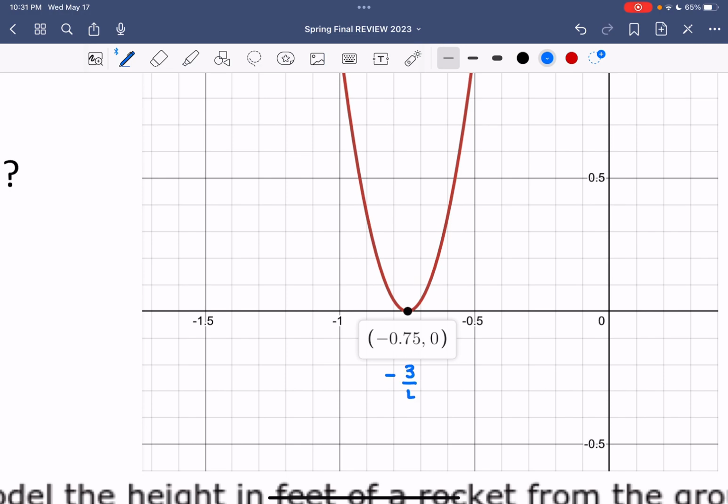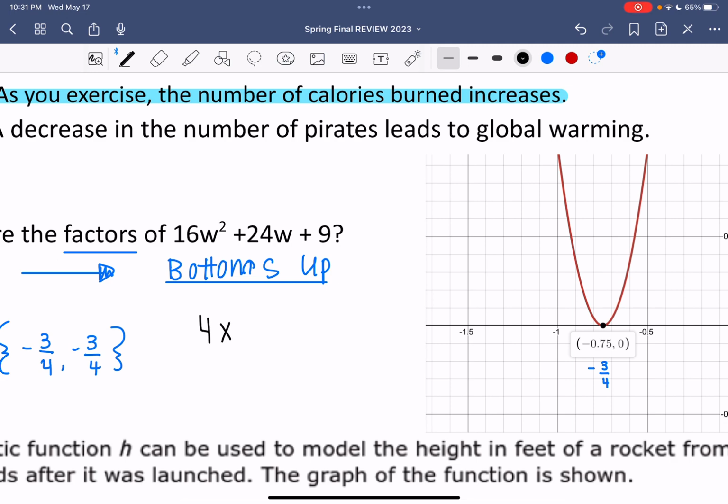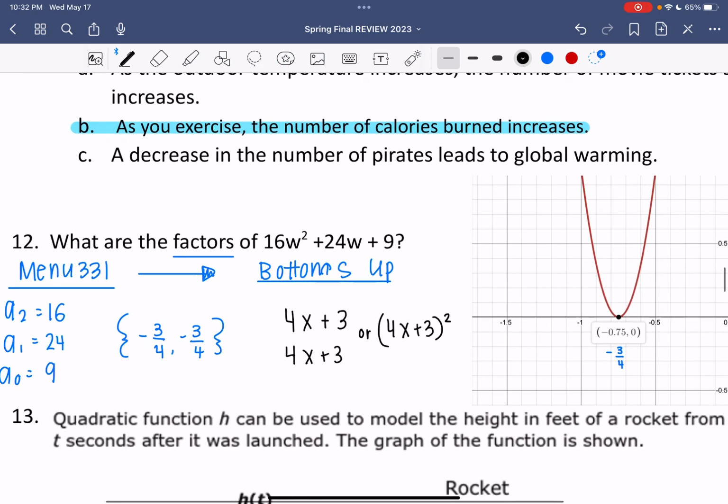So again, 0.75 is a fraction of negative 3 over 4. So remember, bottoms up. The bottom number, 4, gets the variable, and then add or subtract the top number, but do the opposite sign. Because this is a negative fraction, we're going to add 3. So it should be 2 of these, or you can do 4x plus 3, and then it's squared. It could be one or the other. So you put it twice, or you just put that it's squared.